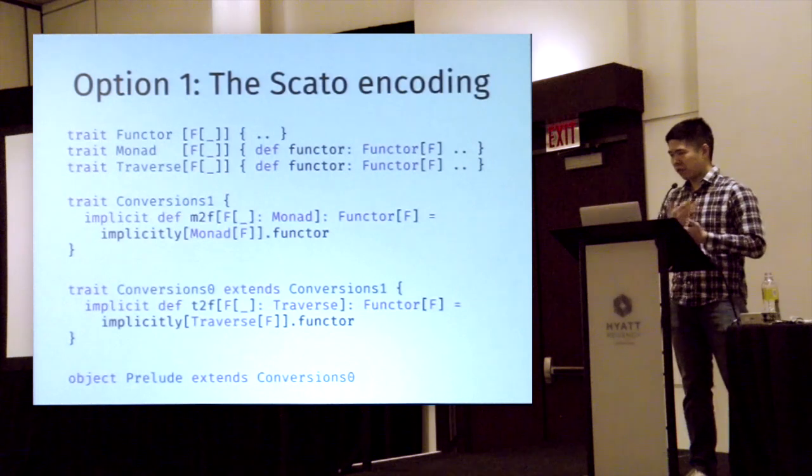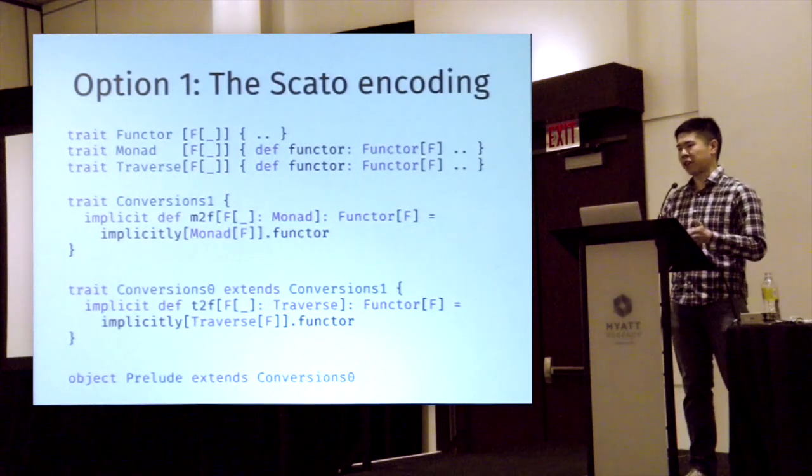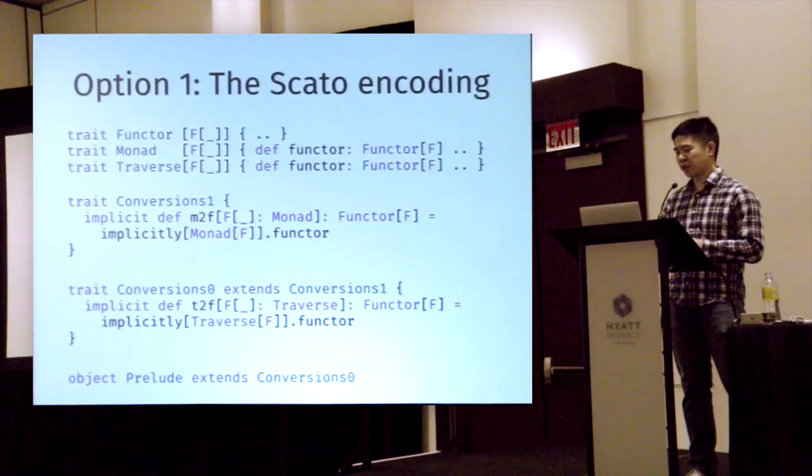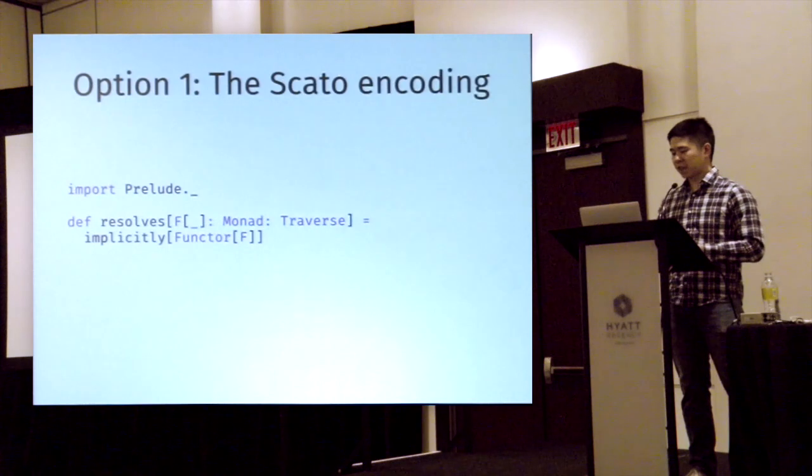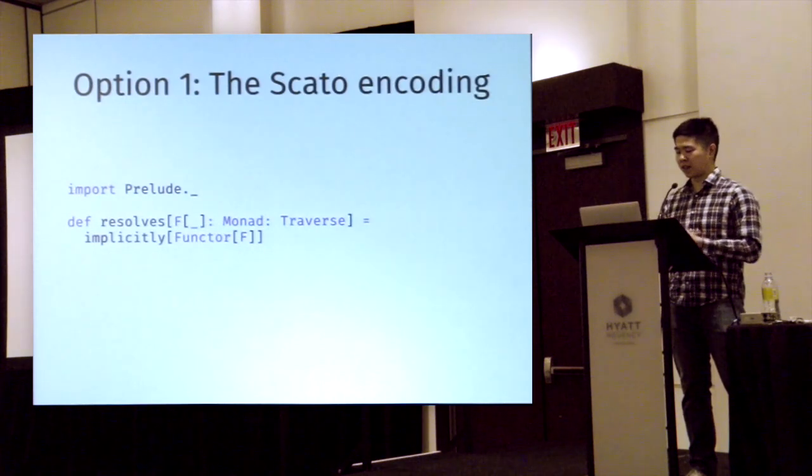And then a library will presumably define a large hierarchy of type classes encoded in this way, and then at the top level we'll have an object that extends the entire tree. And then on the client side, we'll just import that object so we get all the implicit conversions and everything works as expected. So this works around the problem today.